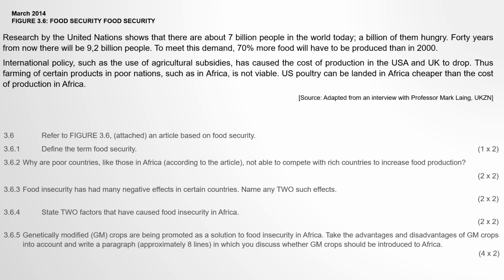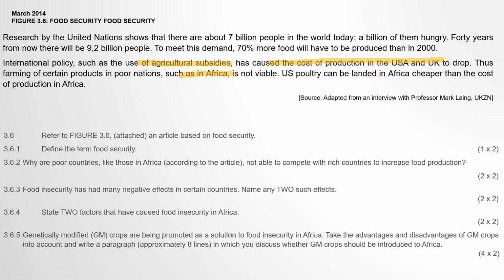Why are poor countries like those in Africa not able to compete with rich countries to increase food production? So one of the answers is the use of agricultural subsidies, and this has caused the cost of production in the UK and US to drop, and then certain products in Africa are just not viable to farm. So Africa can't compete because there is no policy that basically could help them achieve their successes. And I'll show you the proper memo answer as well.